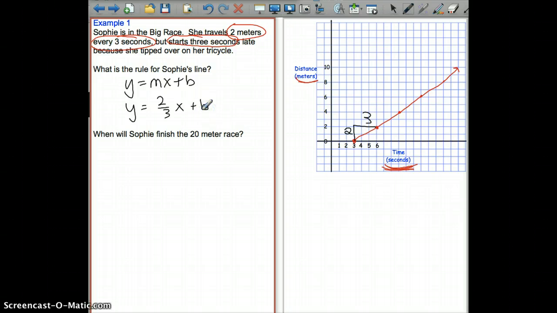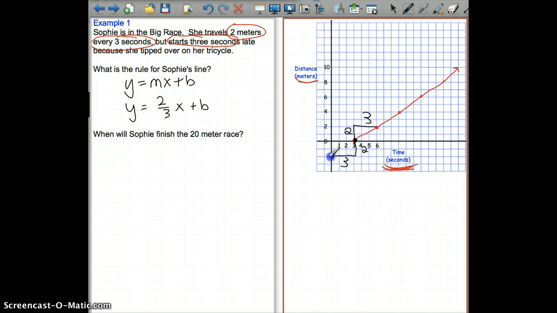Remember, b is often known as the starting value, or the y-intercept. Now it's tempting to put 3 in for b because that's where Sophie starts after all, but it has to be a starting value on the y-axis. So we want to know if she went back to 0 seconds and started walking at 0 seconds, how would she get to 3 seconds and be at the starting line? What we really want to do is use our graph to work backwards, and we'll talk about how to use the rule as well. But we could use our graph and we could go backwards by going down 2 and backwards 3 using the slope.